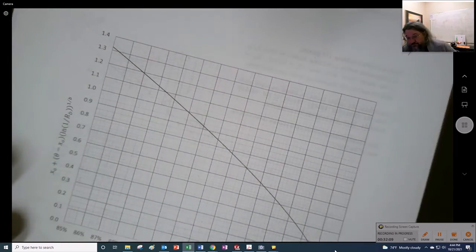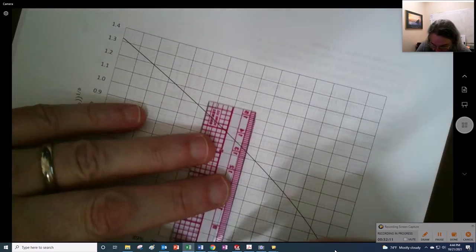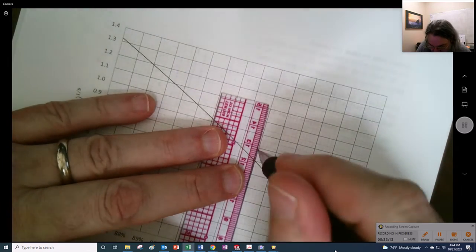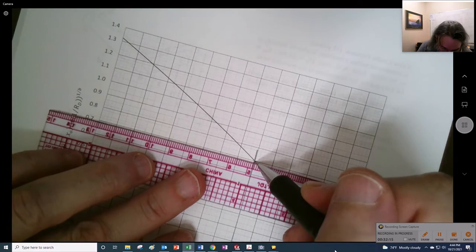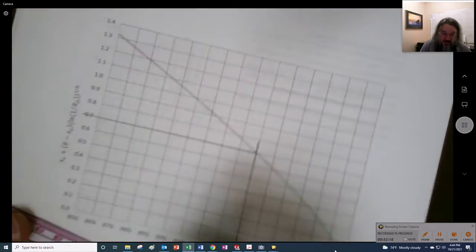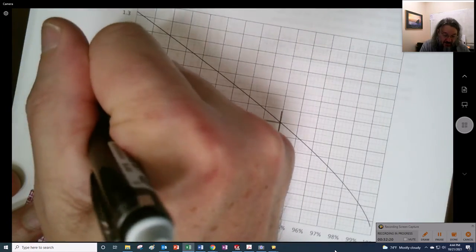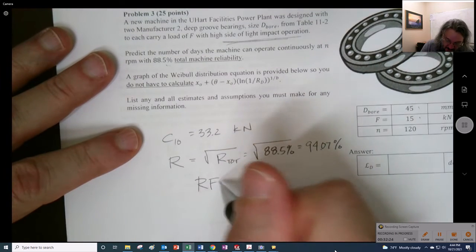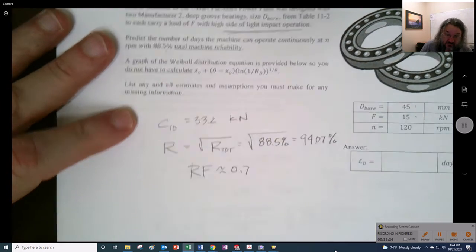So if I look that up with a ruler, I go, oh, that's pretty close to there. Look at that. It nearly runs right there to 0.7. I'm going to call this the reliability factor because I want something to name it. So RF is approximately 0.7.